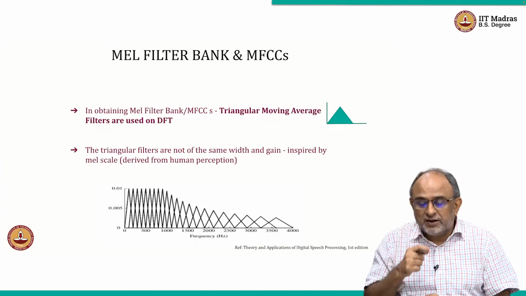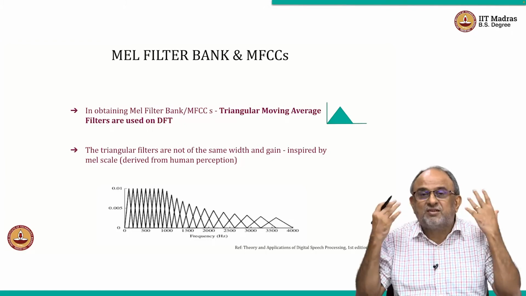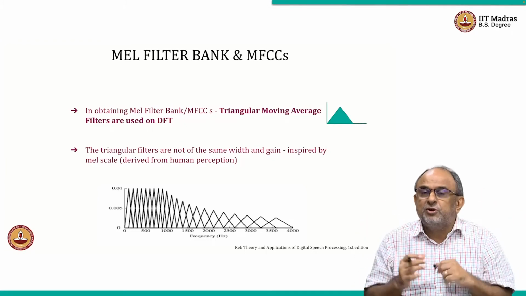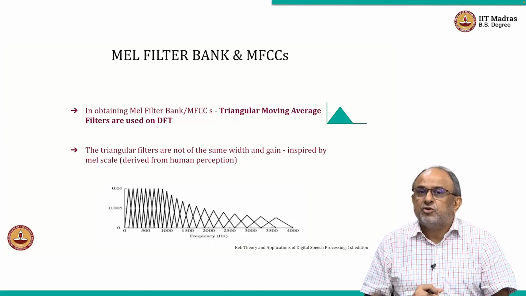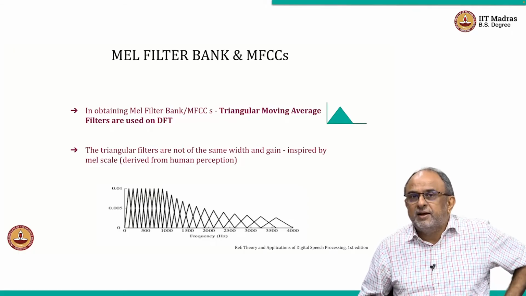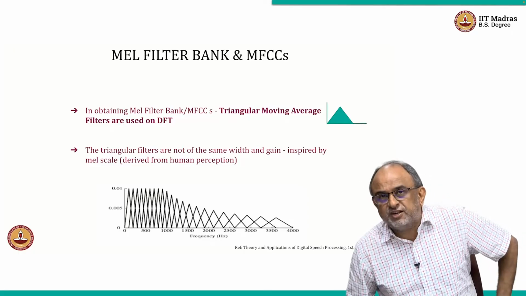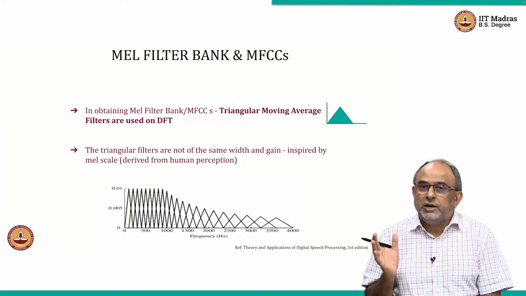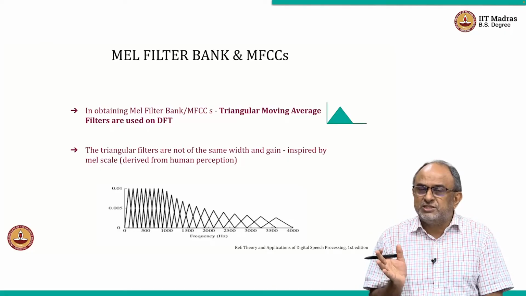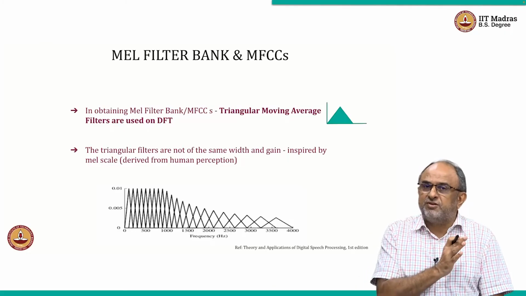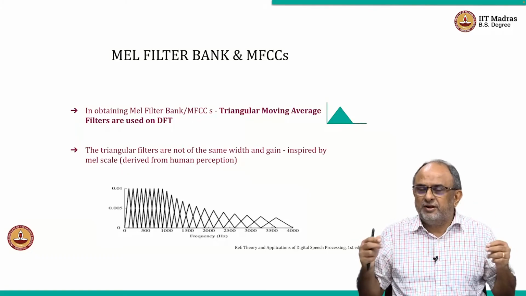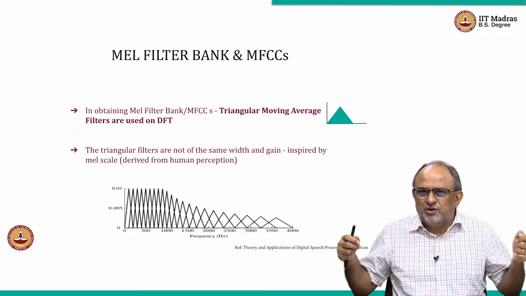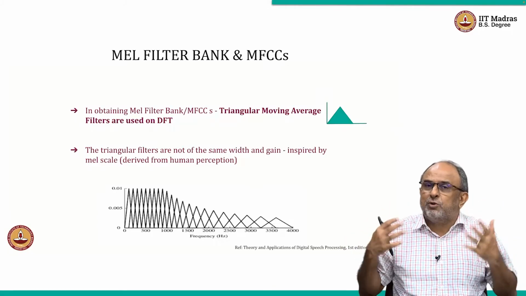Because the ear is so good, it must be doing something, there must be some intelligence. Why is it using this Mel? So why not also use Mel in our processing rather than physical frequency? Therefore, we convert the physical frequency in hertz into Mel frequency. It is just some conversion of the axis to mimic what the ear does.